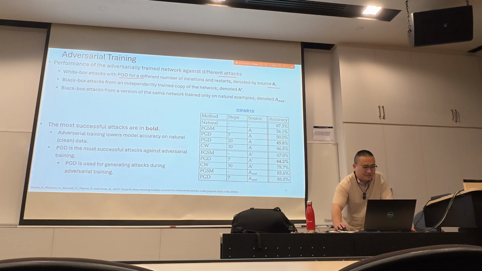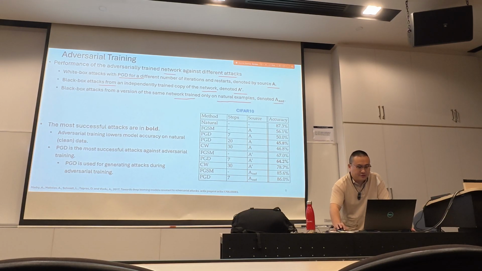And then we have the black box attacks. The attacker just independently trains a copy of the network, just like the black box attacks we discussed before. It is denoted by A prime. And the last one is the black box attacks from a version of the same network, but the model is only trained on natural examples, because here we are testing the robustness of thoroughly trained models.